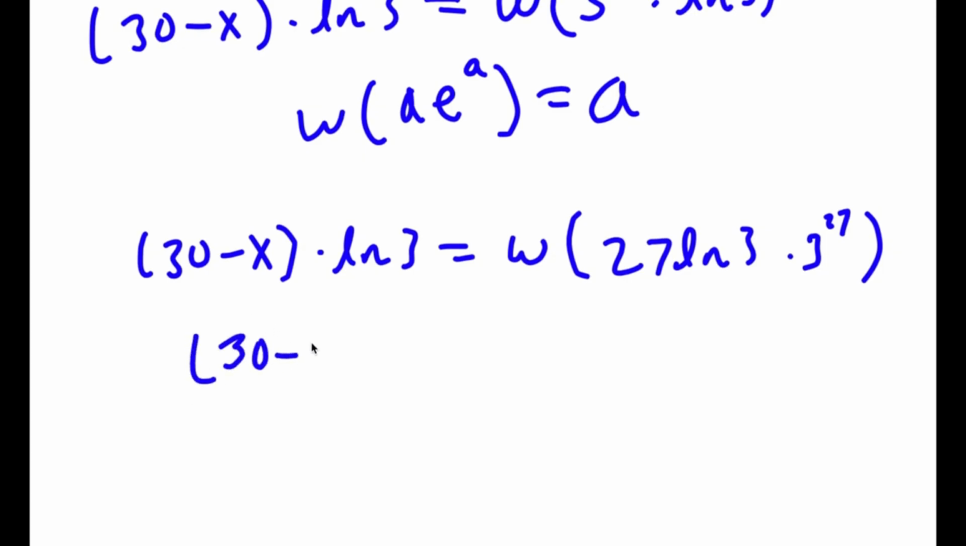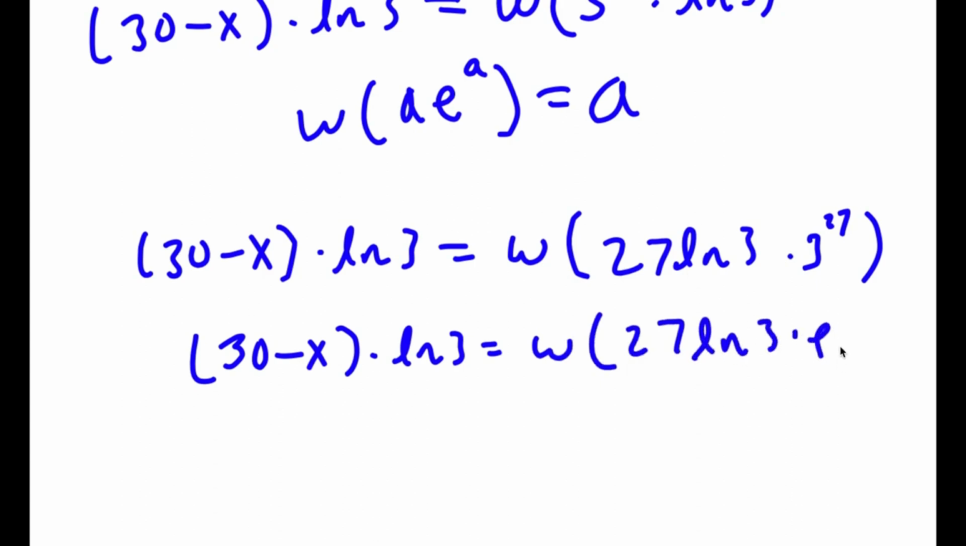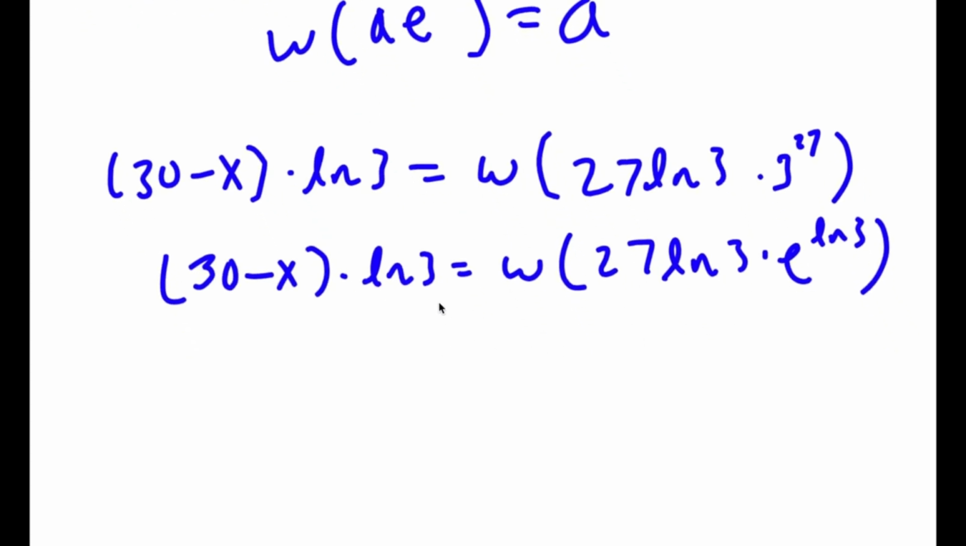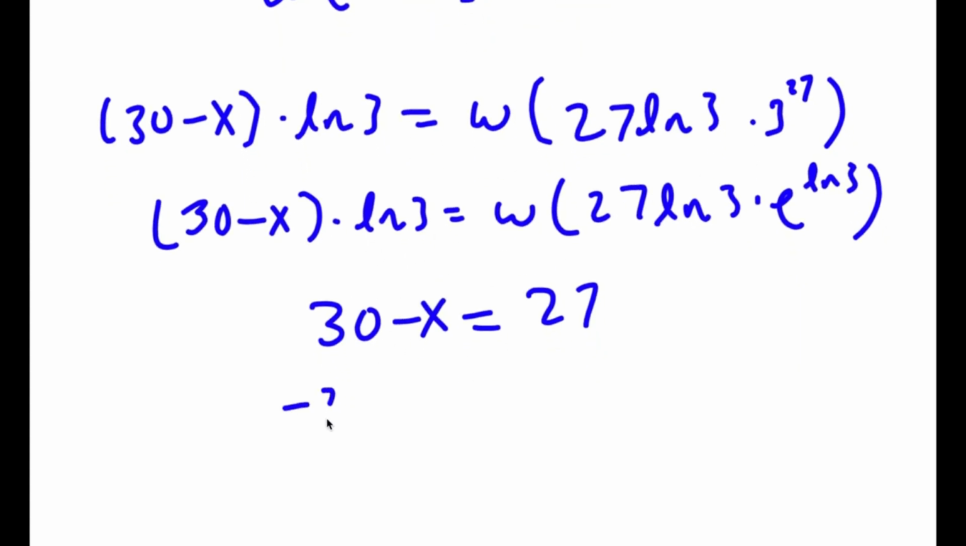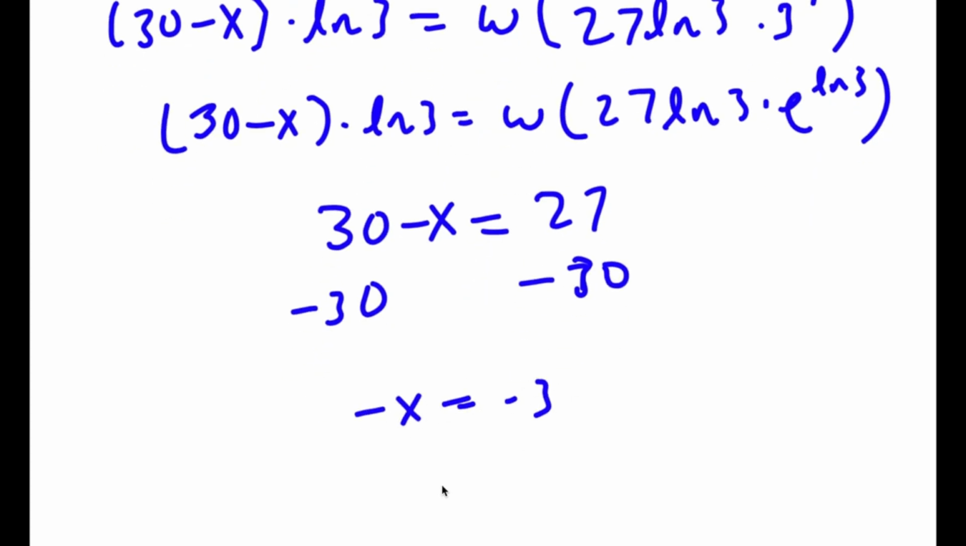Now I can write this as (30 minus x) times ln 3 is equal to the Lambert W function of 27 times ln 3 times e to the power of 27 ln 3. And now I can simplify this to 30 minus x is equal to 27, because the Lambert W function is in the right form, so this is equal to 27. So now I have a simple equation. All I have to do is subtract 30 on both sides. So I get negative x is equal to negative 3, meaning x is equal to 3. So this is my answer.